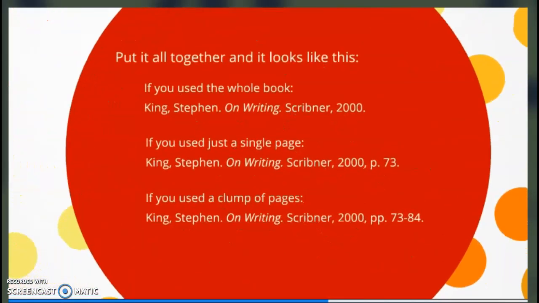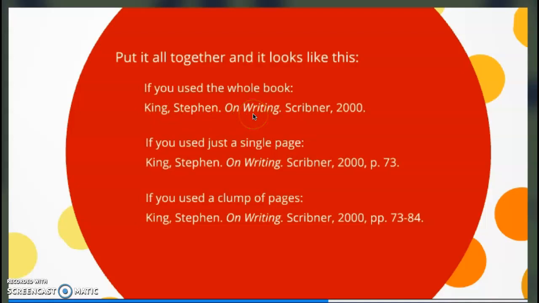So you put it all together and it should look something like this. If you use the whole book, your citation might look like King, comma, Stephen, period, On Writing. Notice that On Writing is italicized because this is a book. Scribner, comma, 2000. So again, King, comma, Stephen, author's last name, followed by first, period.